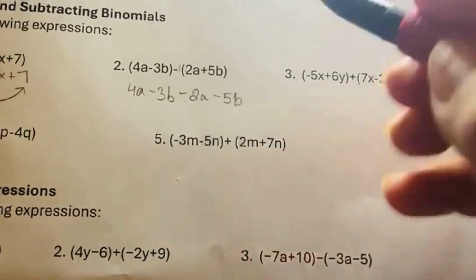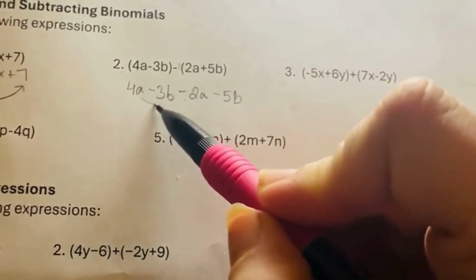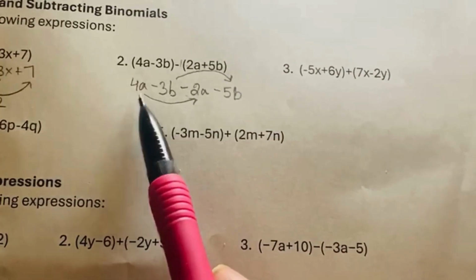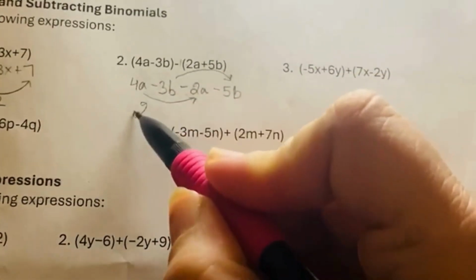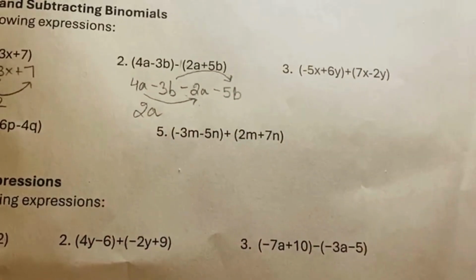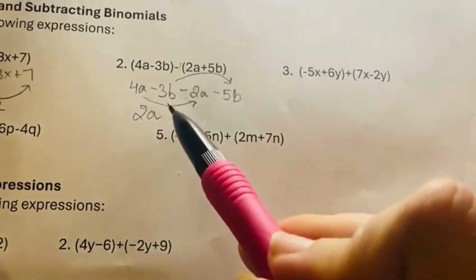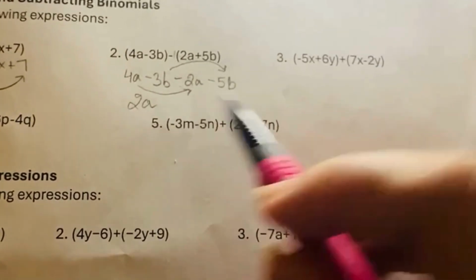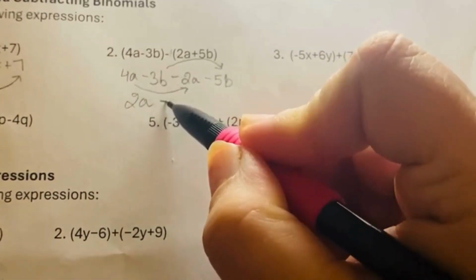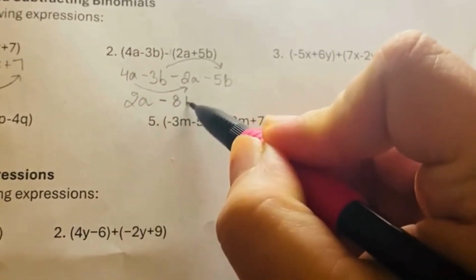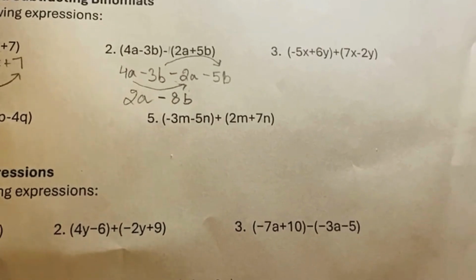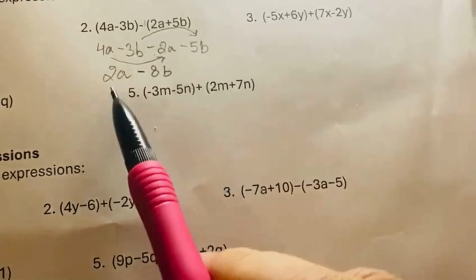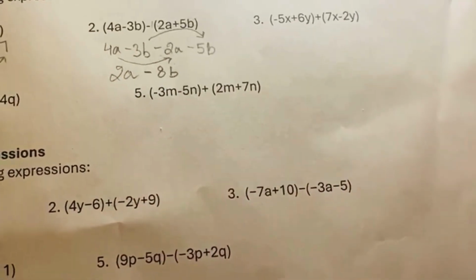Now again, we will do the same simple method. Same variables can be added and subtracted. 4a minus 2a will give you positive 2a because 4 is the bigger number. Minus 3b minus 5b. So 3 and 5, we have to add, but we will use a minus sign. So it becomes 8b, not ab, it's minus 8b. So my answer is 2a minus 8b.